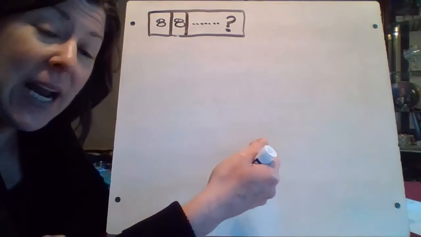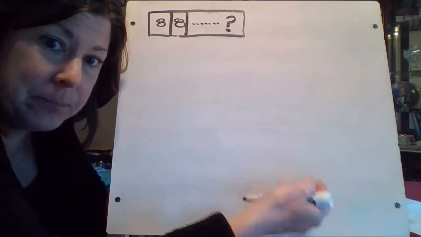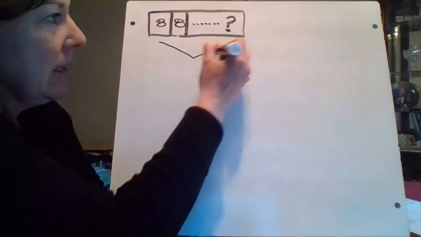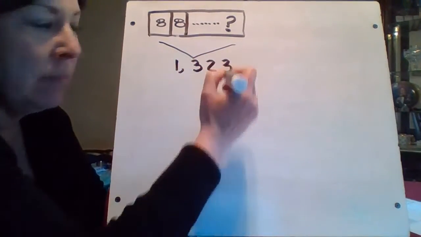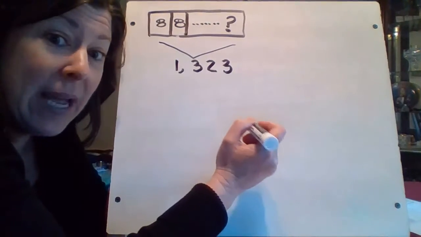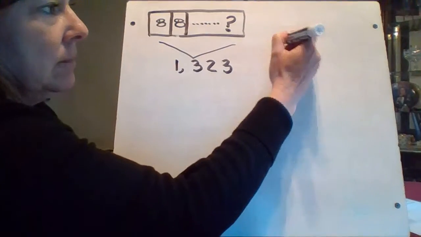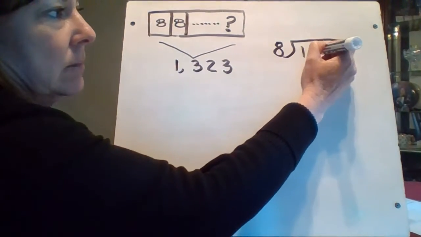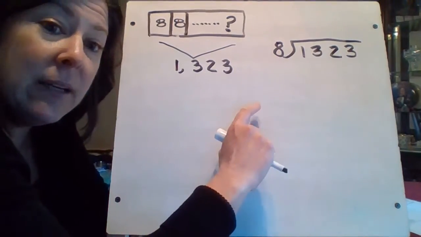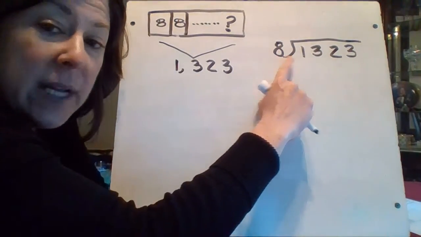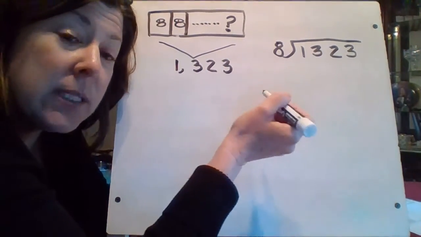So I know in this case that I'm dividing those flowers up. That's what we're doing. We're dividing the flowers into vases. I have to divide up 1,323 flowers. So I'm going to use long division. I cannot get a group of 8 from 1, so I'm going to look at it as a 13. How many groups of 8 can I get from 13? I can get 1.